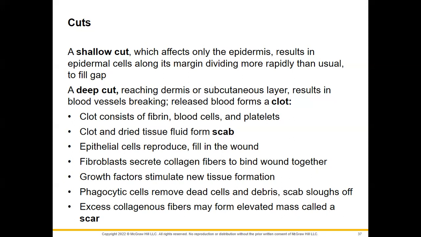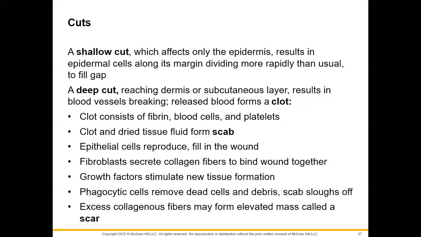So in that connective tissue layer, that's going to secrete collagen fibers to help bind the wound in that area. Growth factors will then stimulate new tissue formation to help continue to heal those tissues. Phagocytic cells, the cells that go in and gobble things up, will gobble up all the dead cells from where you were cut, the cells that were damaged and died, and debris, so cell parts, tissue parts that weren't supposed to be in the area. For example, if you were cut by something wooden, you might have wood debris, there might be dirt in the area, and the phagocytes can go in and gobble up that debris.